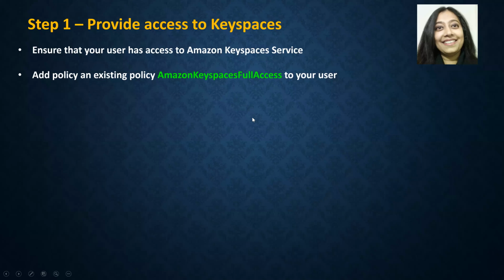Step 1. You need to ensure that your user has access to Amazon Keyspaces. Now you can go ahead and check your access. Remember, you will need full access because you have to perform CRUD operations. If your user does not have full access, then go ahead and add this particular existing policy to your user. The policy name is Amazon Keyspaces Full Access. Add this policy to your user.